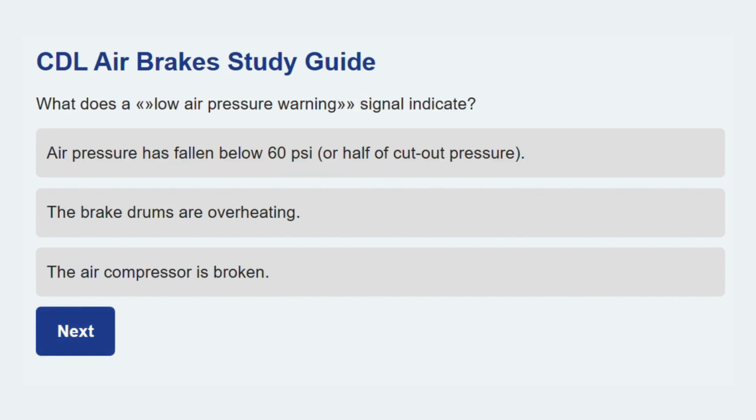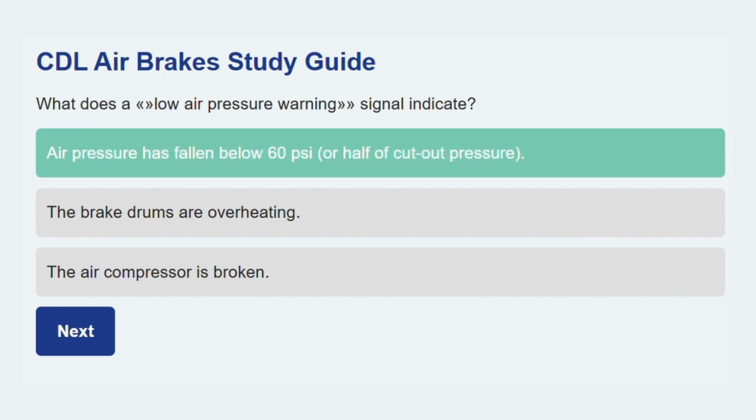On to the next question. What does a low air pressure warning signal indicate? Air pressure has fallen below 60 psi, or half of cutout pressure. This audible and/or visual warning alerts the driver to a potentially dangerous drop in air pressure.